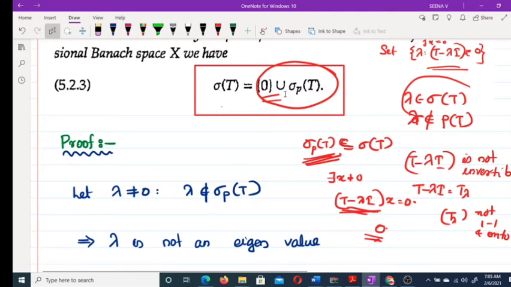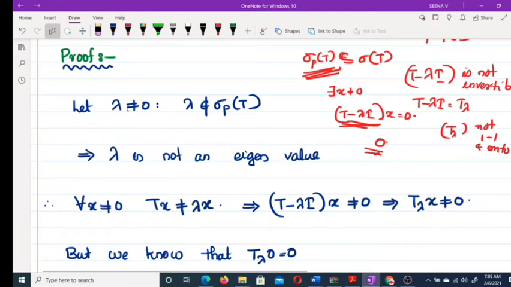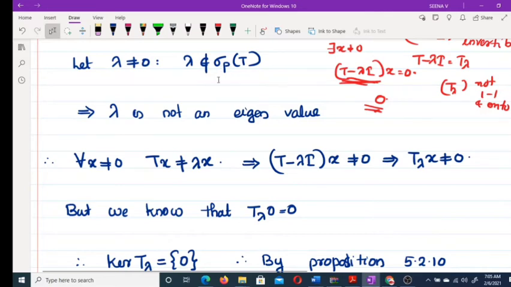That means if you take any lambda and lambda does not belong to sigma pt, then that cannot be in sigma T. That means that is not a spectrum point. We have to prove that is a regular point. So let lambda not equal to 0 and lambda not belong to sigma pt. Lambda not belonging to sigma pt means lambda is not an eigenvalue. That means for every x not equal to 0, Tx is not equal to lambda x. This implies T minus lambda I x is not equal to 0.